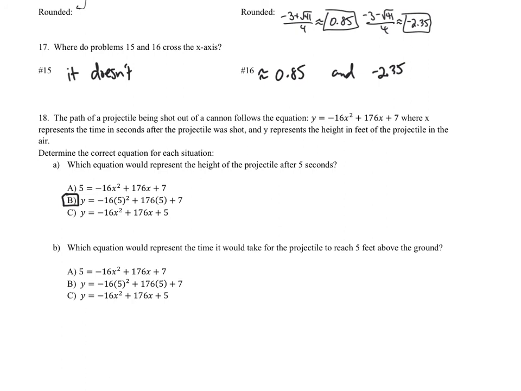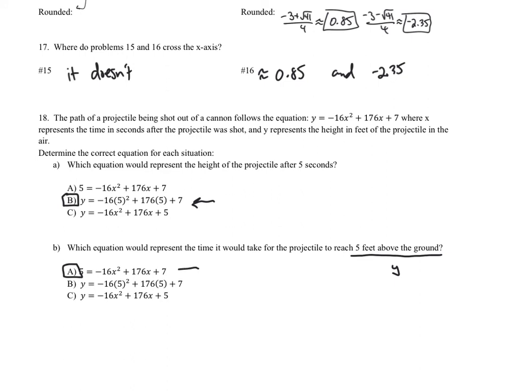Okay, question B, which equation would represent the time it would take for the projectile to reach 5 feet above the ground? So 5 feet above the ground, this is going to be the y value. So we are looking at question A because we're putting 5 in for y. And now on the first one, that's pretty easy. You just punch that into your calculator. So this one isn't too bad.